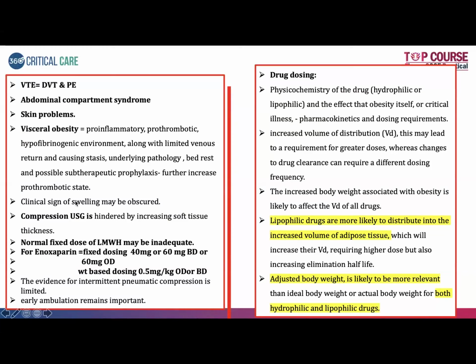Regarding DVT prophylaxis, whether compression stockings or pneumatic compression devices, there is no recommendation. As for low molecular weight heparin, the dosing we give may not be adequate for these patients. And in terms of investigations, echo and ultrasound, all those may be impaired by the increase in soft tissue thickness.